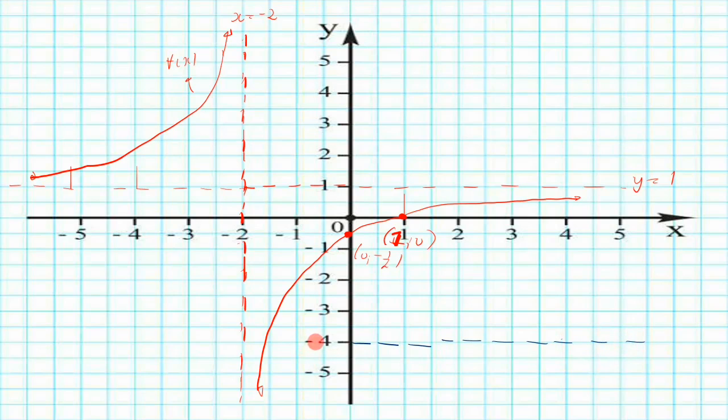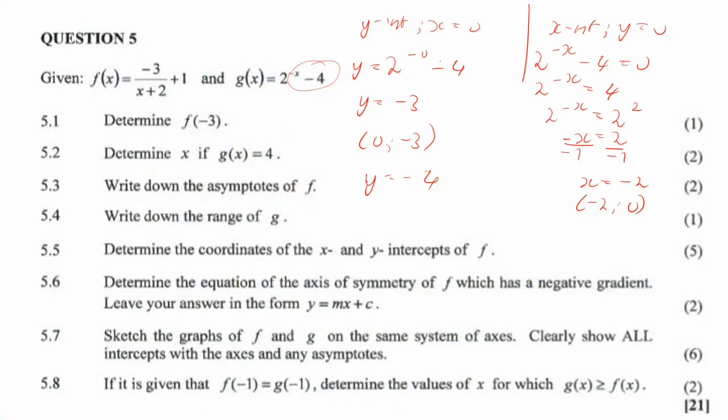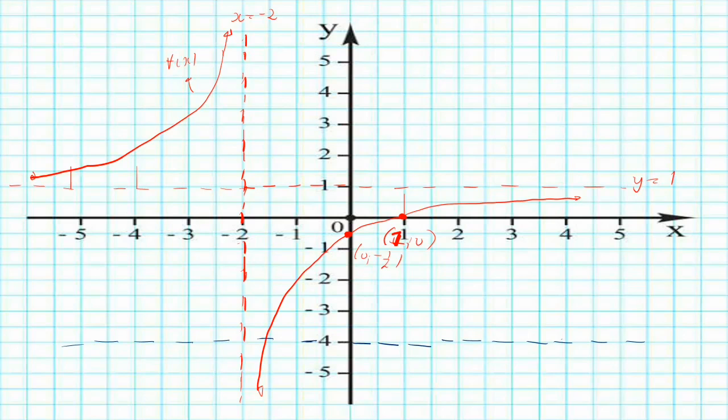Our asymptote at negative 4, like that. And then now let's indicate our intercepts. We have (0; -3). So that's your y-intercept, (0; -3). And then what about your x-intercept? That's (-2; 0), so it's here.